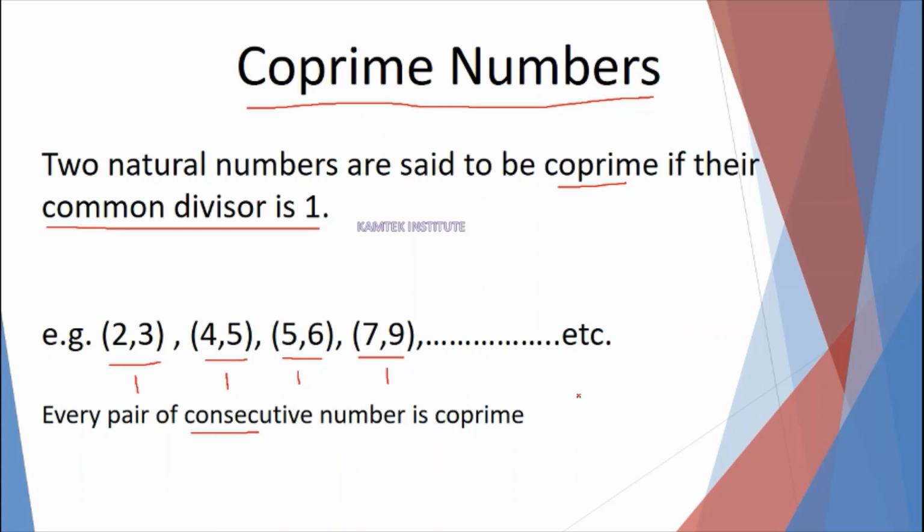Okay? So with this we come to the end of the video. I am sure you are now clear with the concept of even numbers, odd numbers, prime numbers, composite numbers and coprime numbers. In the next video we'll discuss rational numbers and irrational numbers.